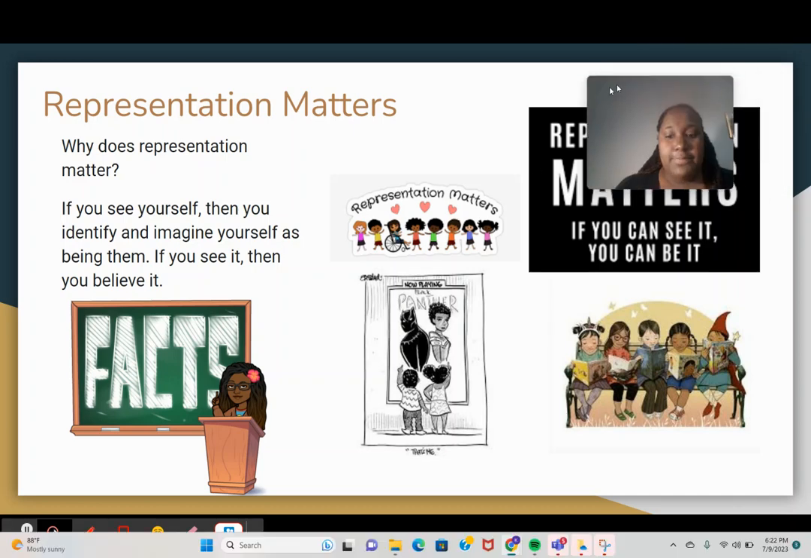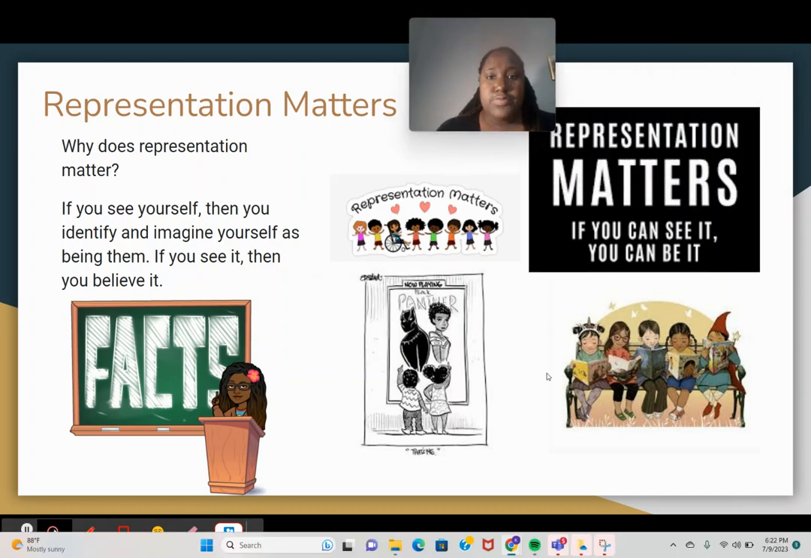So, the theme of my presentation today for this book talk is representation matters. Did you know that only 9% of all children's books have a character of color within them? This is why representation matters. If you see yourself, then you can identify and imagine yourself as being them or that person that you're able to see within the text. And another way to look at it is if you see it, then you can believe it.